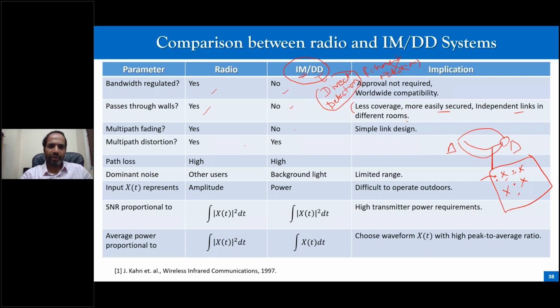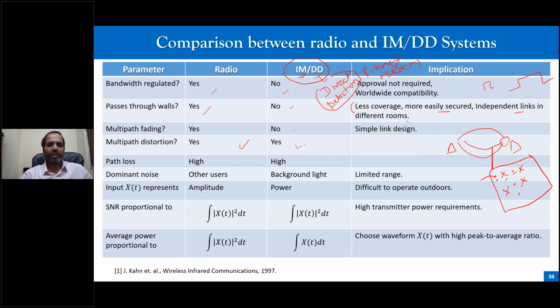Multipath distortion is there in radio signals. It's also there in an IMDD link. That means suppose I am sending a pulse. This pulse can get broadened, so it may become like this, right? Because the pulse may arrive at the receiver by traveling through different paths. So multipath distortion can be there in an IMDD link, but fading not.